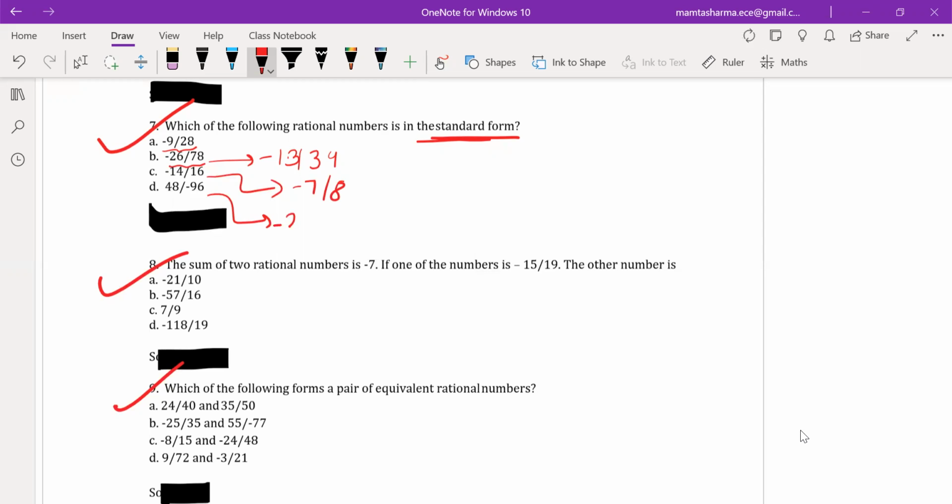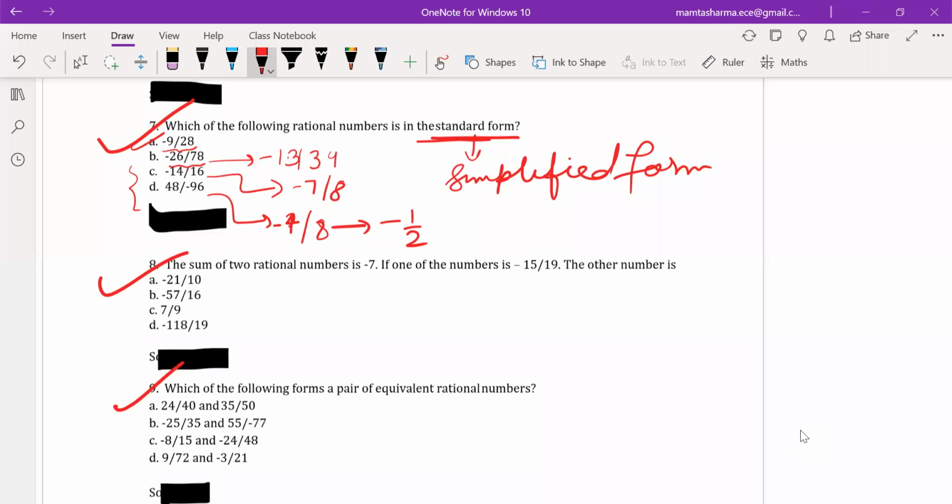Minus 4 by 8. And this minus 4 by 8 can be written as minus 1 by 2. Correct. So see, this B, C, D, they all can be simplified further. It means they are not in simplified form. Standard form is nothing but a simplified form. And option A is correct because we cannot simplify it further.